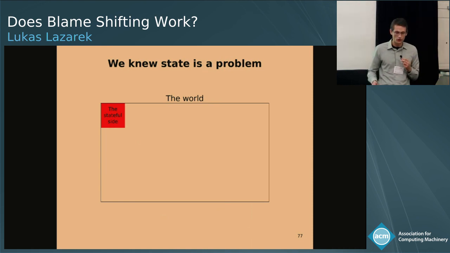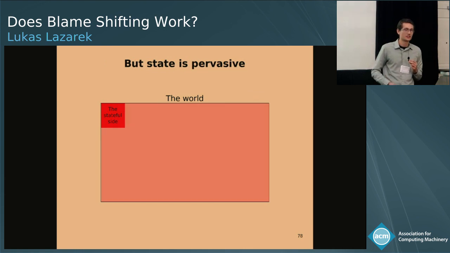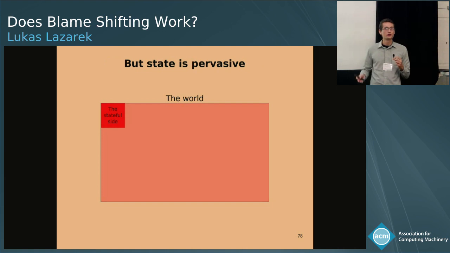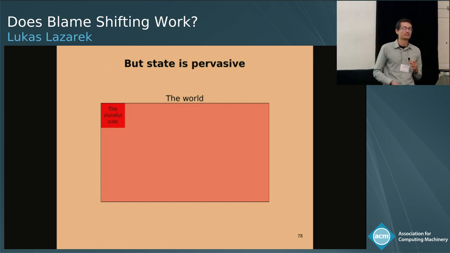So the conclusion that we draw from this, the lesson, is that while we knew that state was a problem with contract systems, it's in fact a much more pervasive problem than we thought. And one thing we can think about in the future design of contract systems is thinking about how we can prevent these kinds of problems.